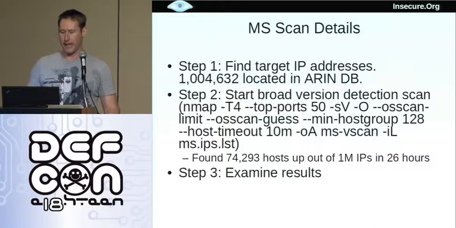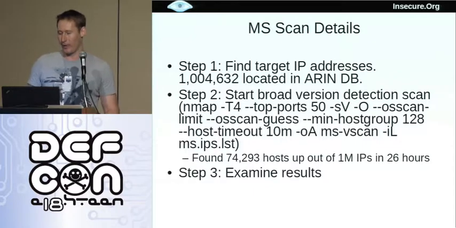So I designed a scan. Step one was finding the target IP addresses allocated to Microsoft. And I used typical things, like looking up the ARIN database to find allocations. Eventually I found more than 1 million of them and decided to scan them all.